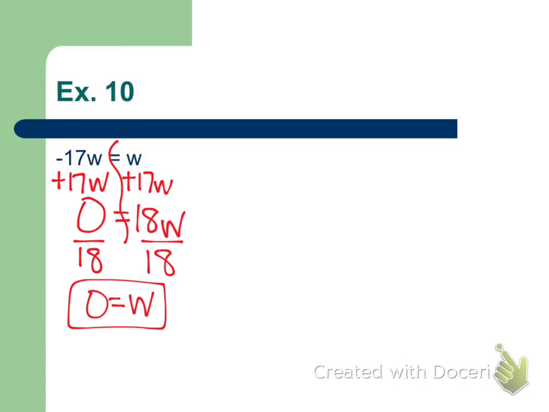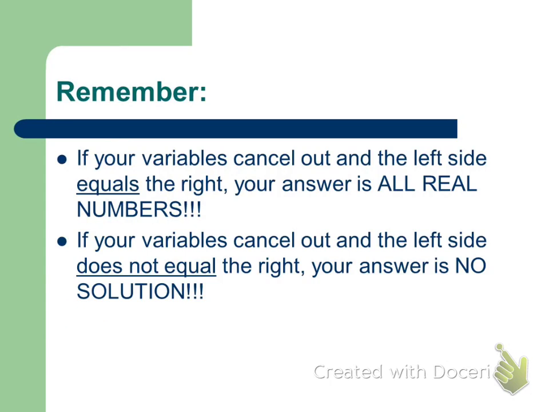Nothing like completely goes away. We still have a 0 there. Okay, so 18 divided on both sides, 0 divided by 18 is still 0. All right, let's get these notes filled in. If your variables cancel out and the left side equals the right, your answer is all real numbers. If your variables cancel out and the left side does not equal the right, your answer is no solution.